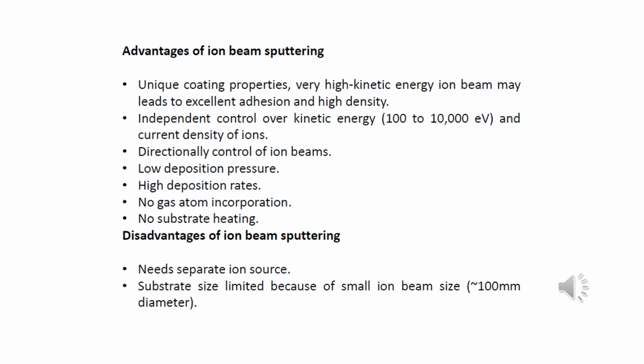Now the disadvantages of ion beam sputtering: it needs a separate ion source, and substrate size is limited because of the small ion beam size, approximately 100 micrometers in diameter.